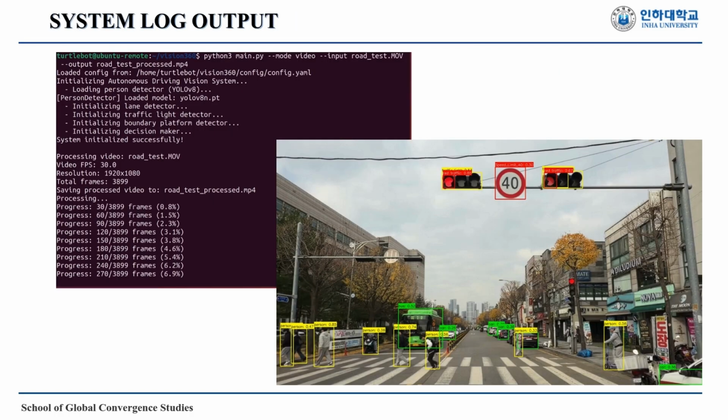This is an example system log output after we run our models and the whole pipeline. As you can see, it can detect all the objects, traffic signs, and traffic lights here.